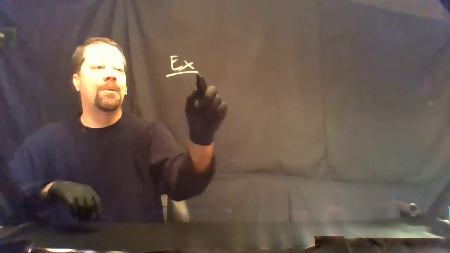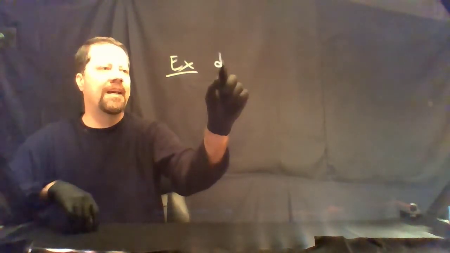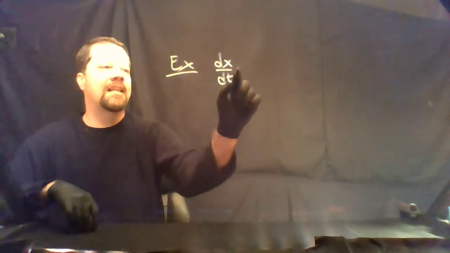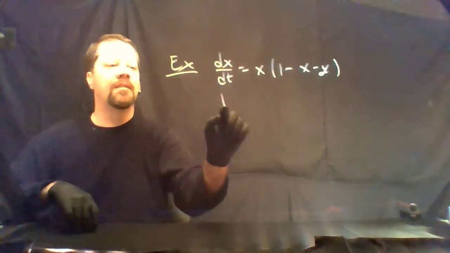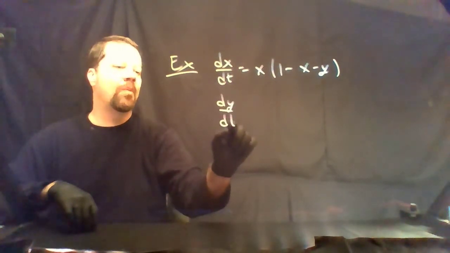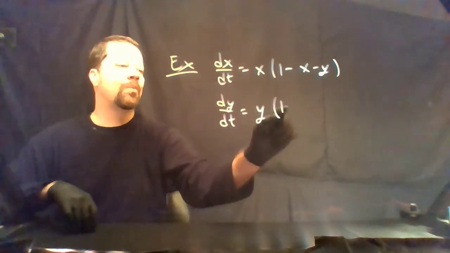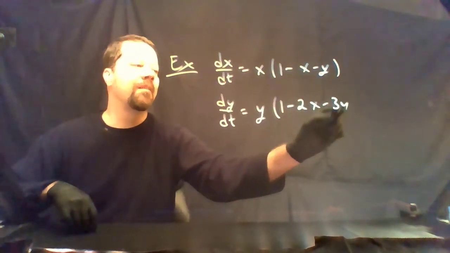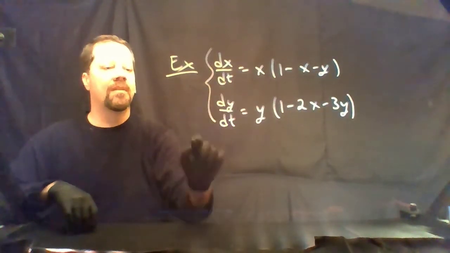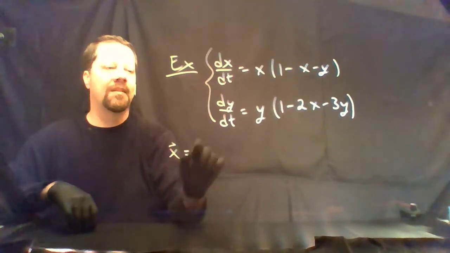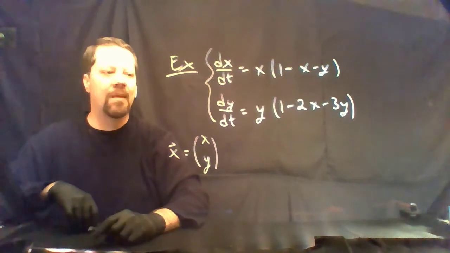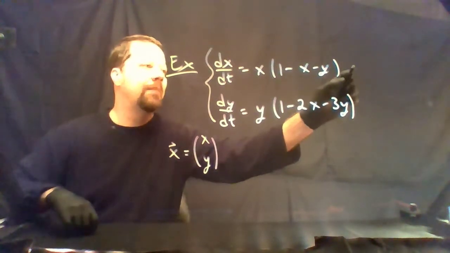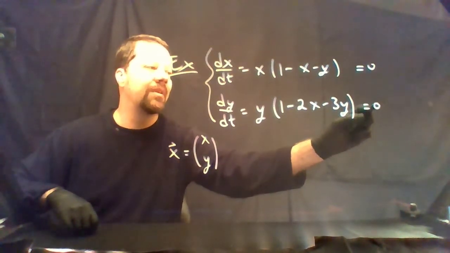We're ready now to look at an example. Let's suppose that we have dx dt is x times (1 minus x minus y), dy dt is y times (1 minus 2x minus 3y), so that our vector x has variables x and y. We find equilibria by setting the right-hand sides equal to 0.